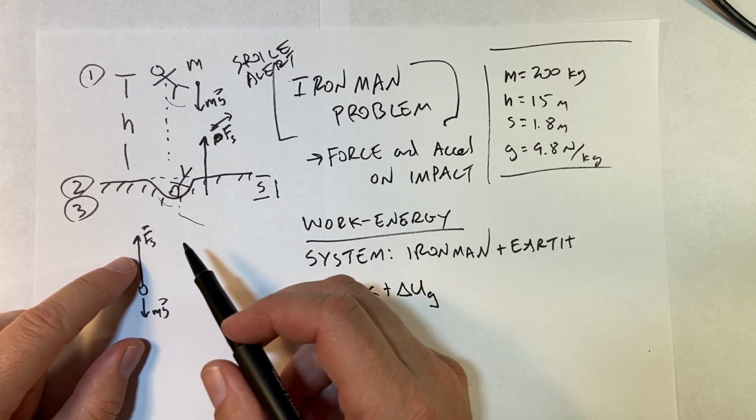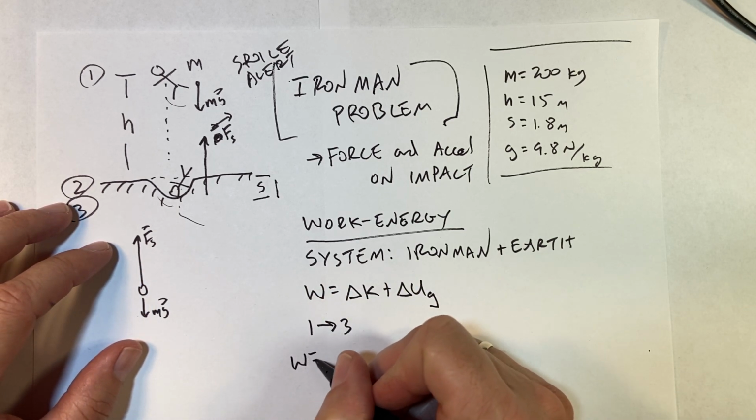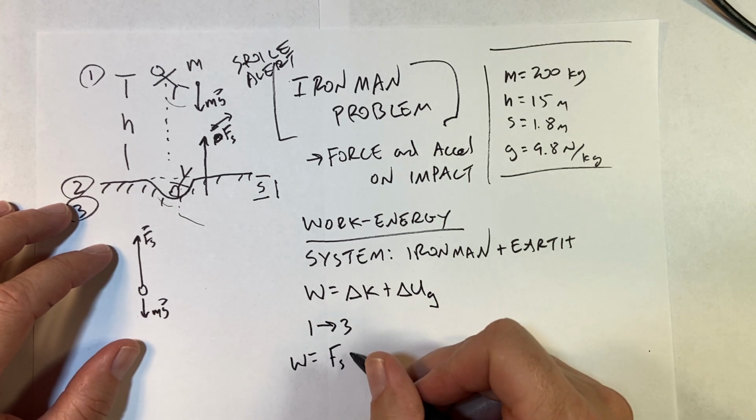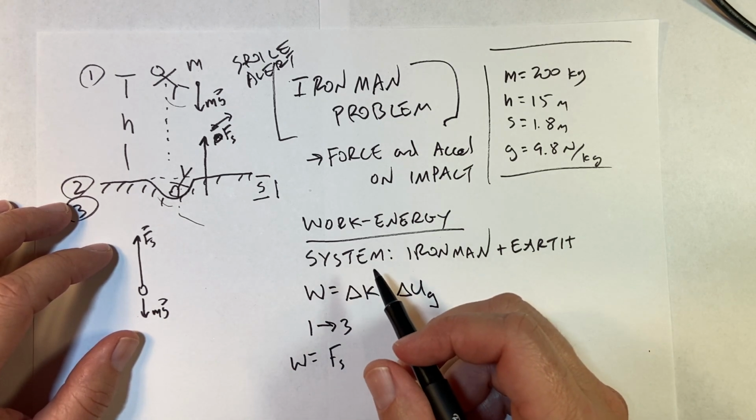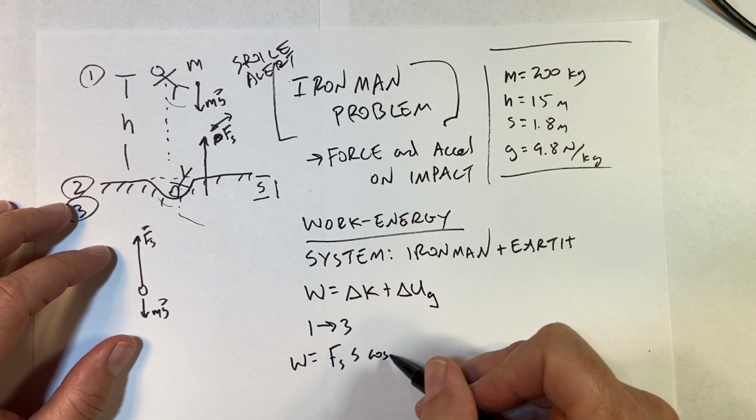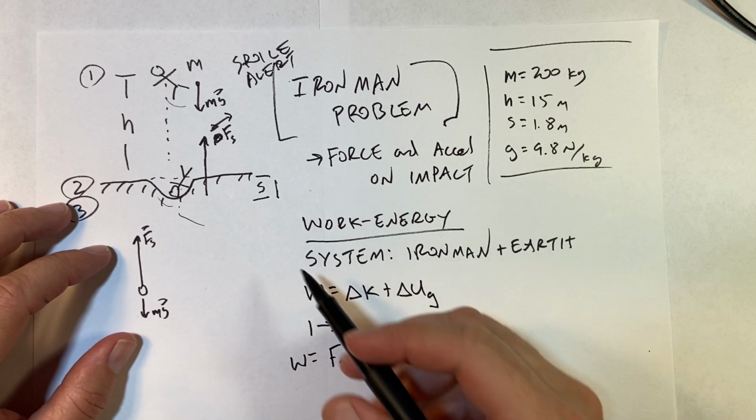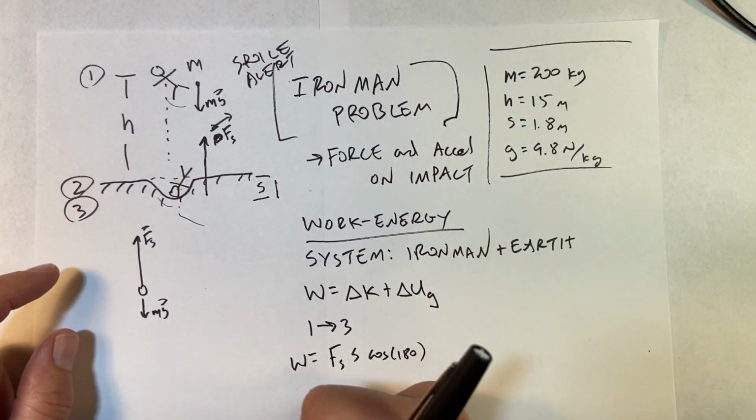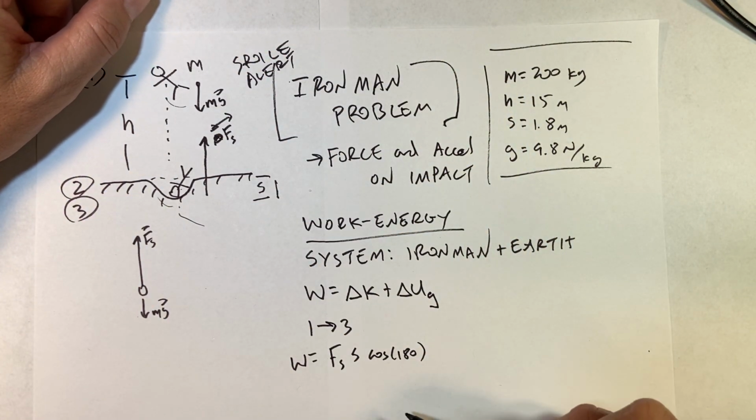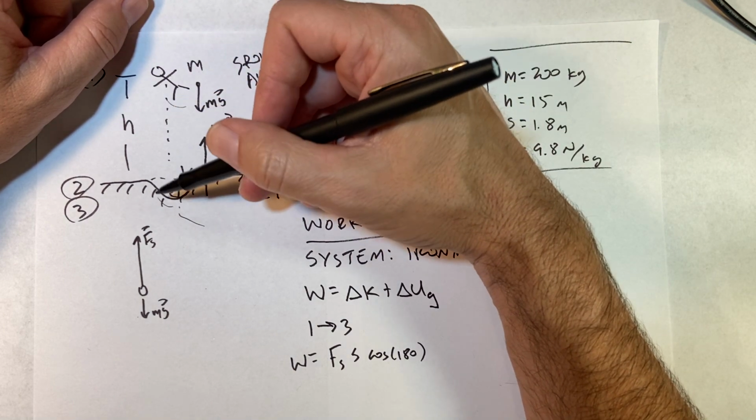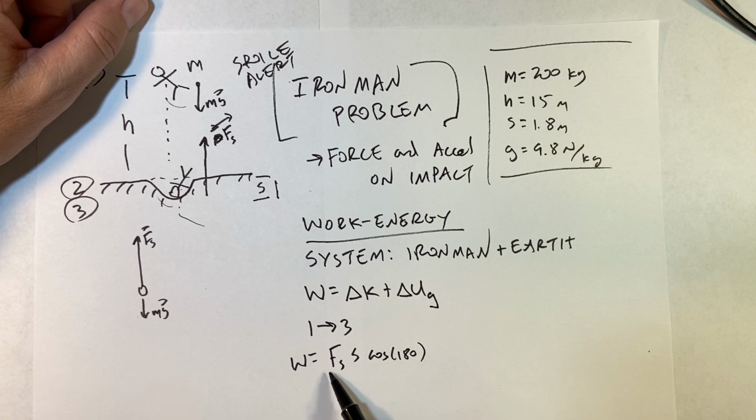But how much? So I could say work is, and I'm going to write this out as a scalar, force of the sand times how far that object moves, which in this case is going to be S, times cosine of 180. Because as he's moving down, the force is pushing up. The angle between those two is 180 degrees, so it's cosine of 180. Notice that the sand doesn't do work on him the whole way he's falling, just during this last part. And this is assuming that that's a constant force, but it's not, so we're really calculating the average.